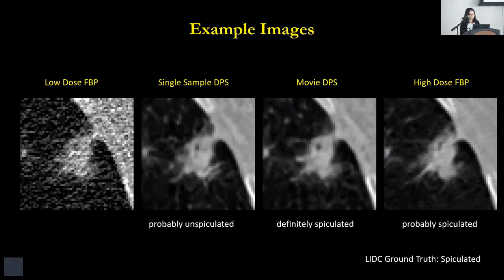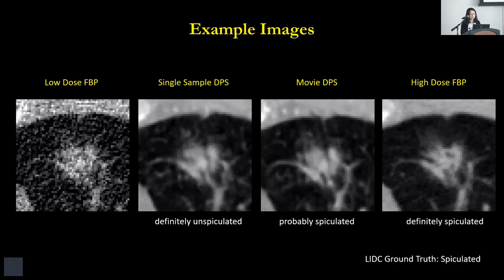For single sample DPS, they chose this as probably unspiculated, but when presented with the movie DPS, their rating changed to definitely spiculated. And this is a case where the movie DPS annotation agrees with the ground truth, which is also spiculated. This is another example showing the type of image quality. Again, for single sample DPS, they chose definitely unspiculated. For movie, they changed their rating to probably spiculated. And this case also agrees with the ground truth.